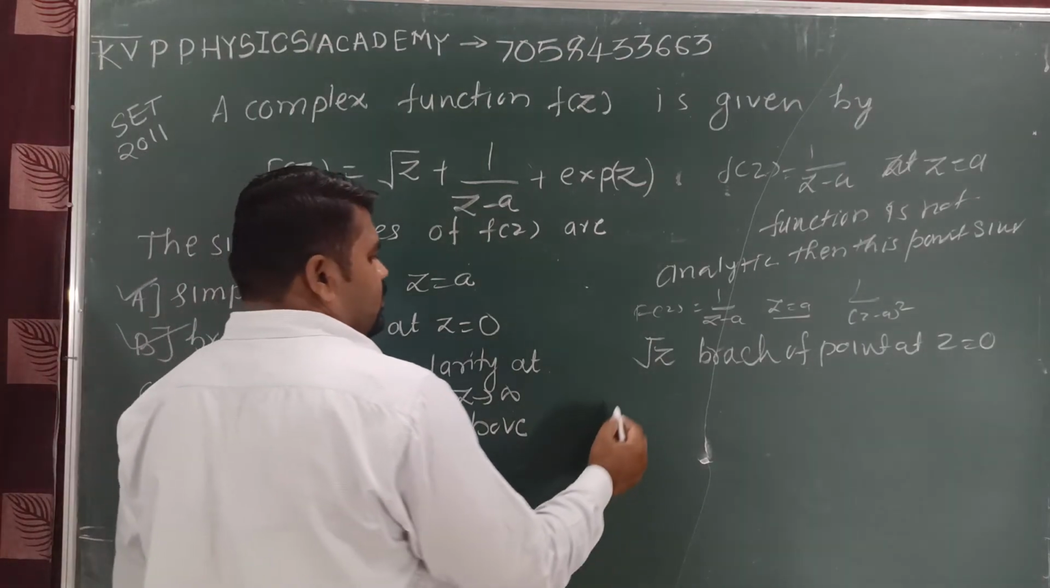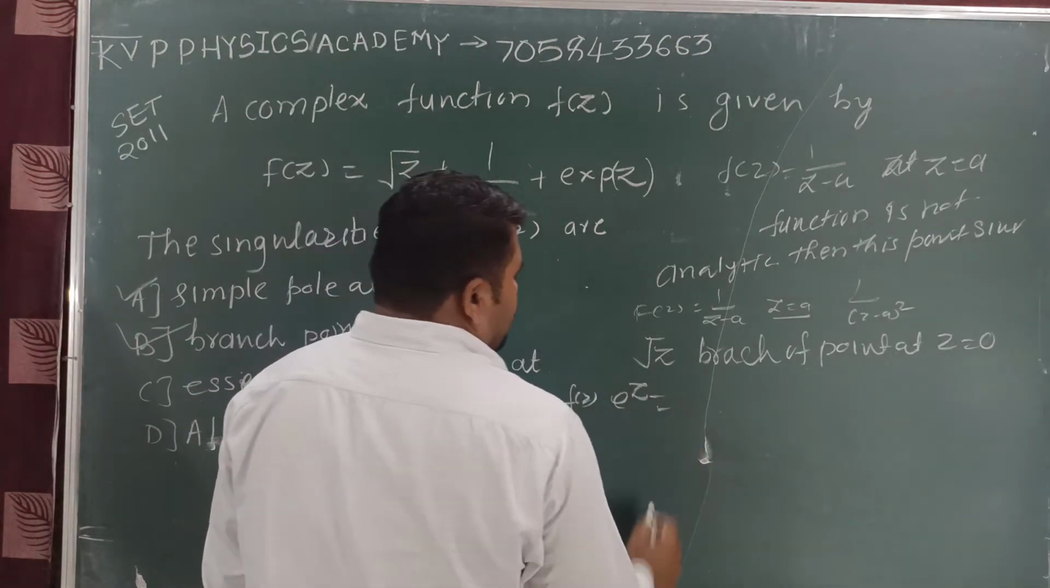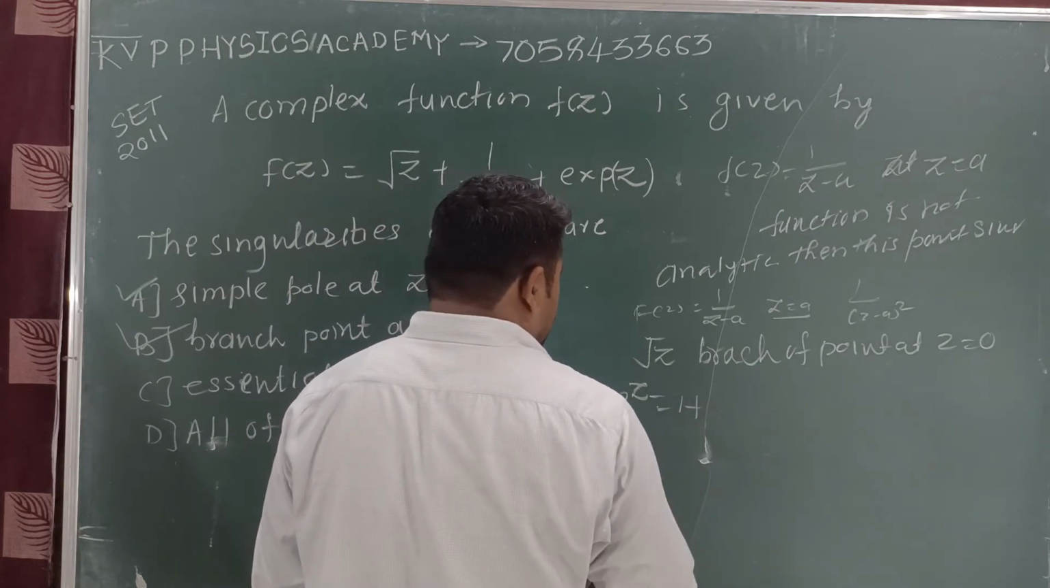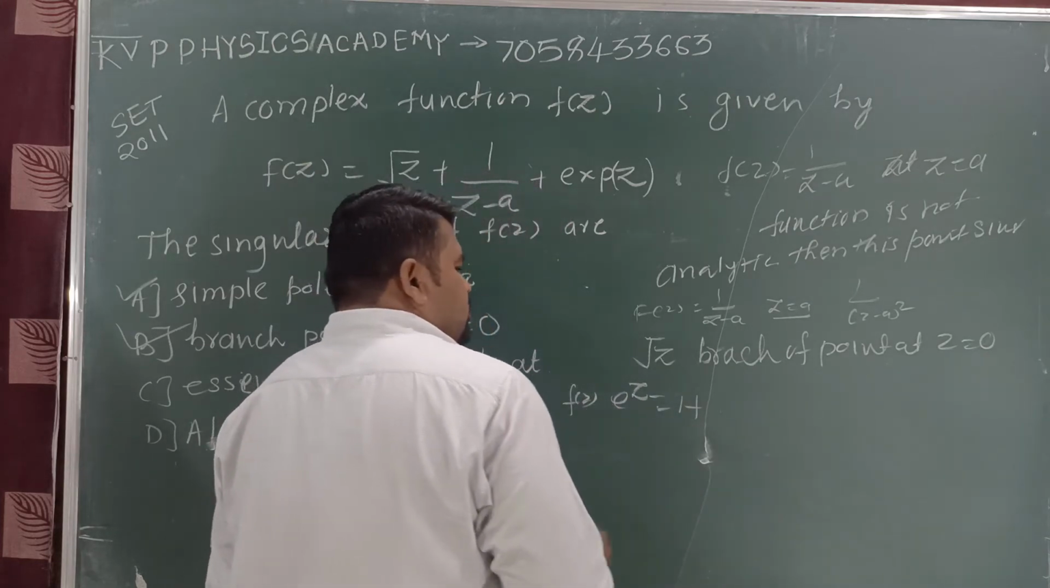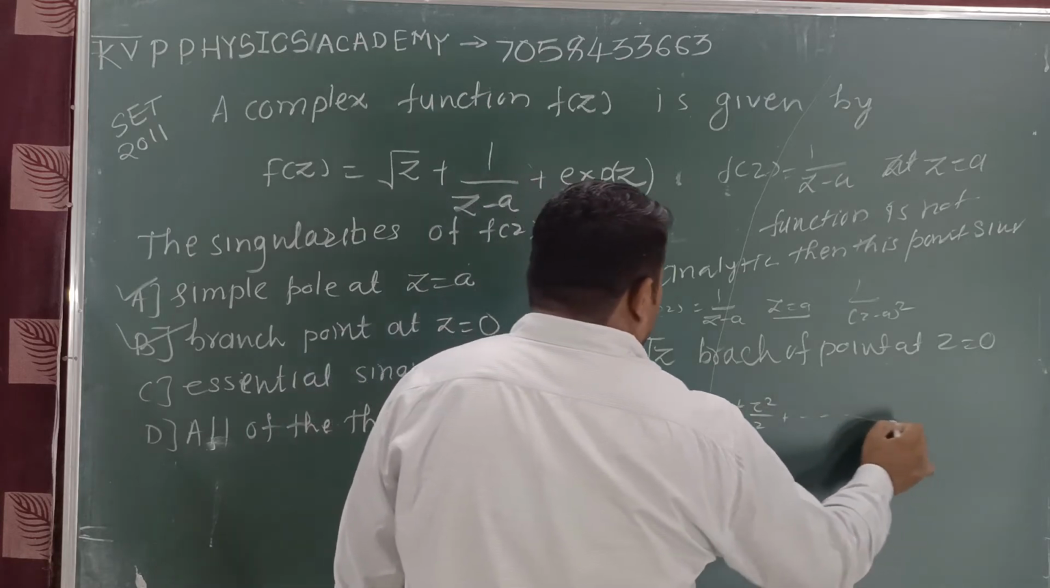Next, e to the power z. Suppose f of z is equal to e to the power z. e to the power z can be written as 1 plus z plus z square upon 2 factorial, and so on.